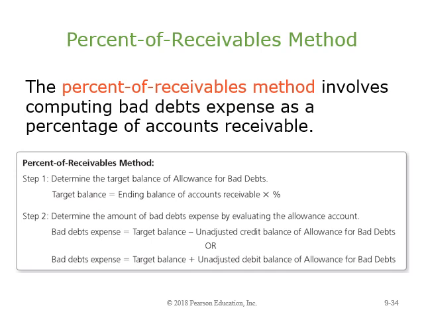Once we have our target balance, we need to determine the amount of bad debt expense by evaluating the allowance account. We take that target balance and subtract the unadjusted credit balance for the allowance for bad debts, and this gives us our bad debt expense. Or we take the target balance plus the unadjusted debit balance for our allowance for bad debts. Typically, the allowance for bad debts should have a credit balance, but sometimes it has a debit balance if the amount of written off bad debts exceeds what our allowance was for the period.